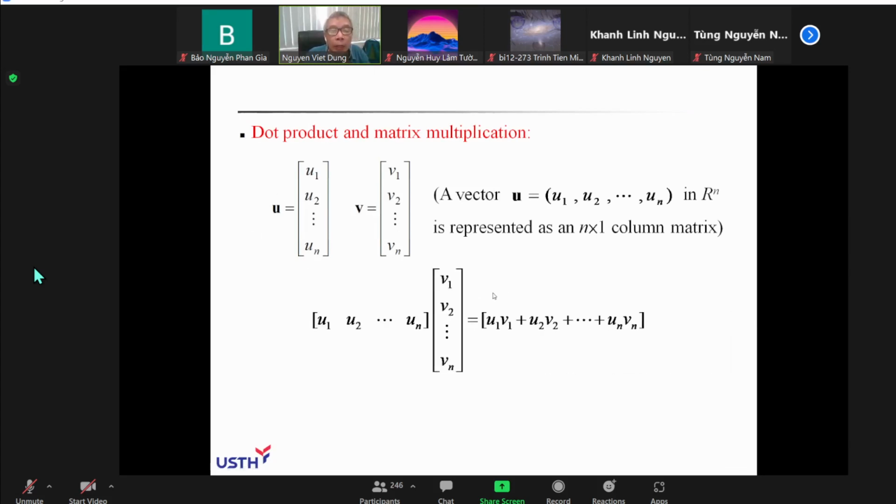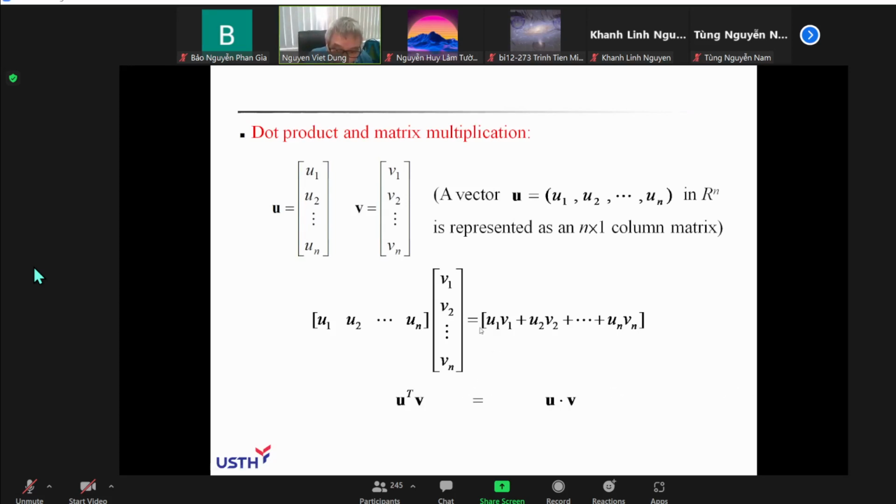Then, if we take the matrix u and take its transpose, then the column will become a row, and then you can multiply them together. You can verify that the two matrices u transpose and v can be multiplied together, and the reason is that the result is a 1 by 1 matrix, but a 1 by 1 matrix is one number because it has only one entry.